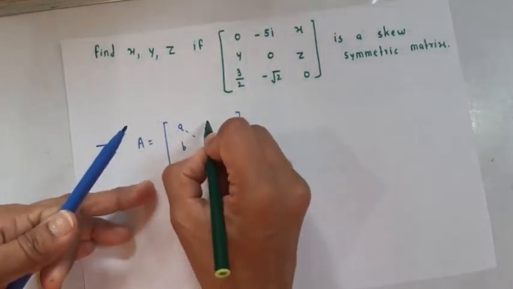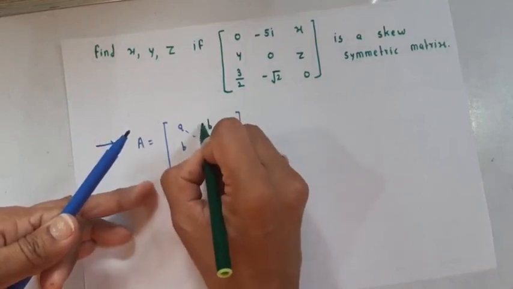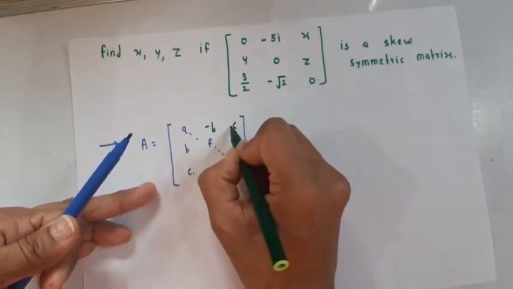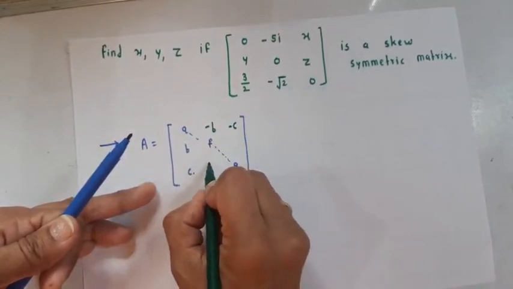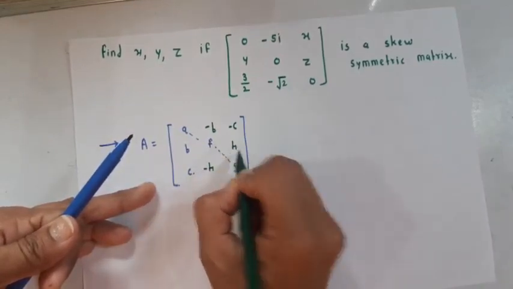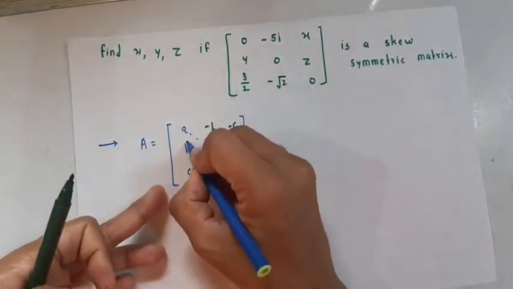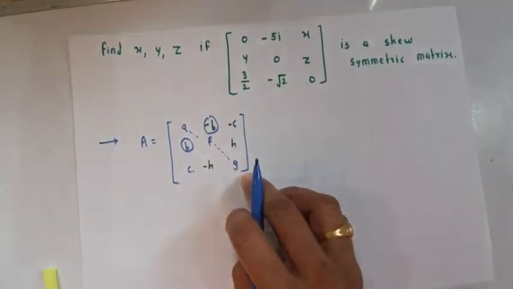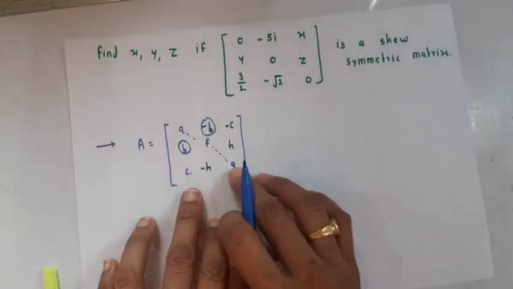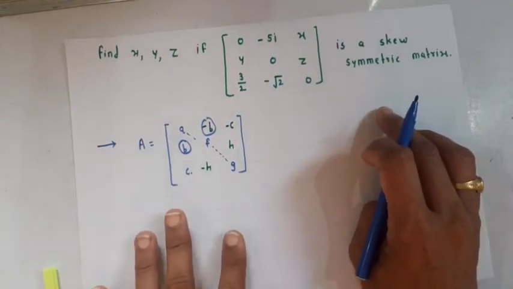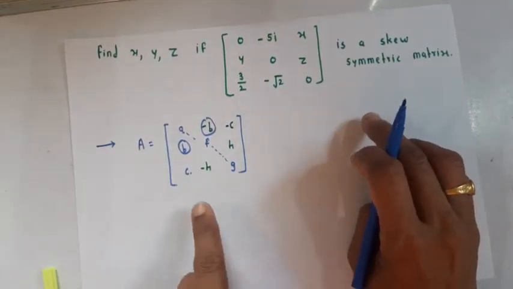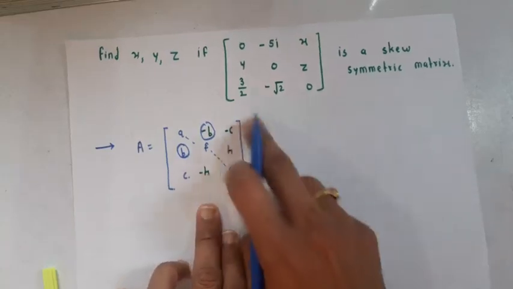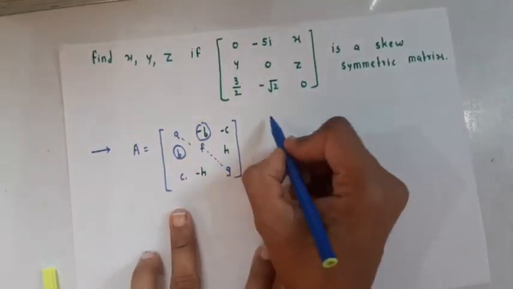Then B, means B with negative sign, this C with negative sign, and this H with negative sign. Means the elements are negative numbers of each other. This is the property of the elements of the matrix, then the matrix is the skew symmetric matrix. So by using the skew symmetric property of the matrix, we have to find out the values of x, y, z. So let us see, students.